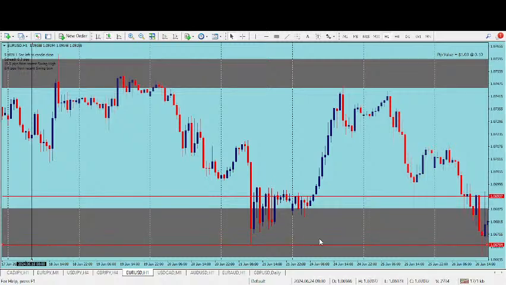So let us check if it is at least times 2 of our risk. If we're entering here, this is 1.0693. This is 1.0670. So 93 minus 70 will give you 23. So our loss is 23, assuming the market goes against us. So let's check if we have the potential of making 23 times 2, which is 46.